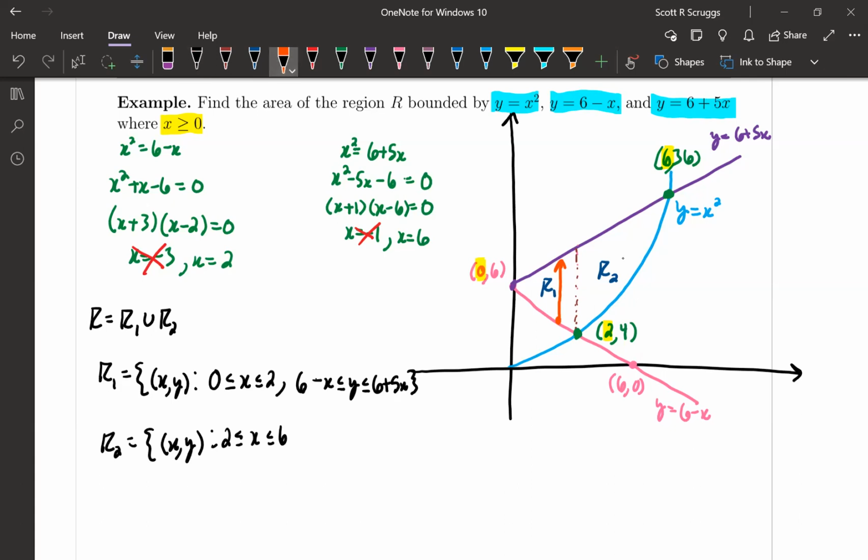Again, now for y, going from curve to curve, in R2, my smallest curve is x squared, and my largest curve is 6 plus 5x. So in R2, y will now go from x squared to 6 plus 5x.